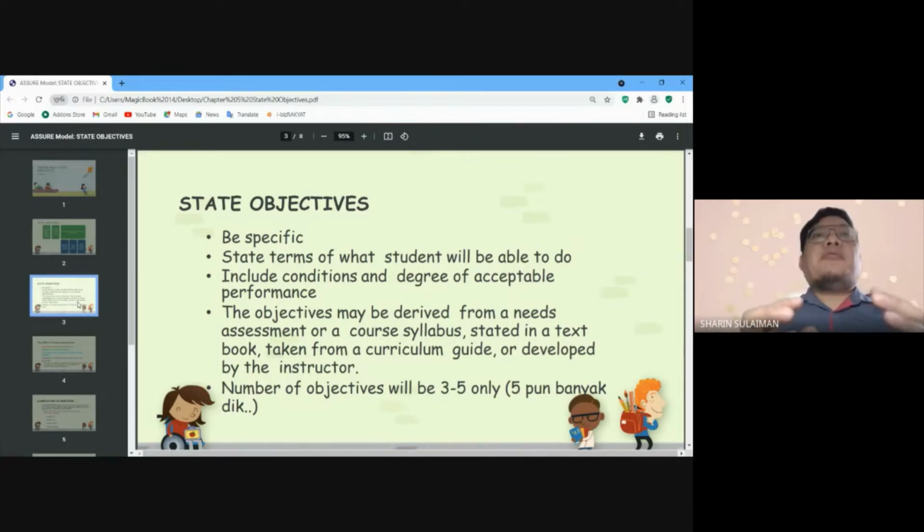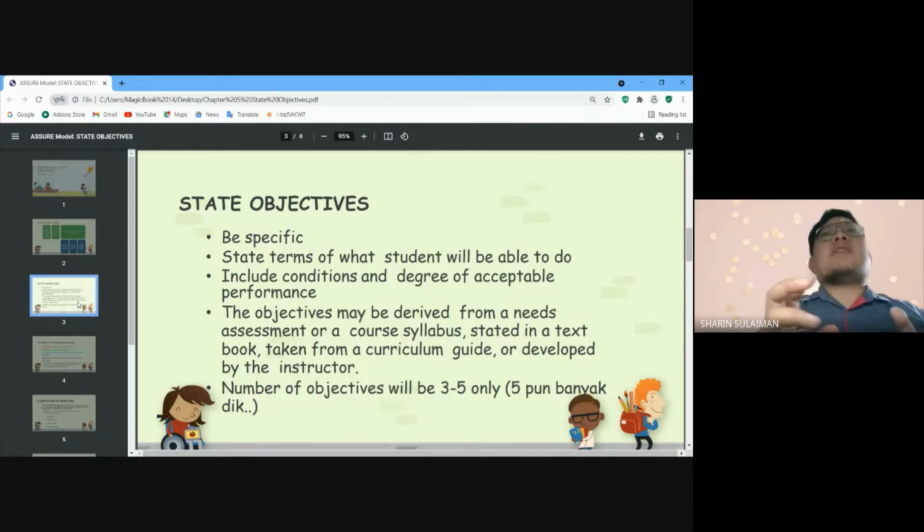So in an objective, there are ingredients. You need to put the condition where you will be tested. Condition, learning setting. There is a place for you to demonstrate, to show. You need to do something, right? So in order to do something, there is a place provided for you.